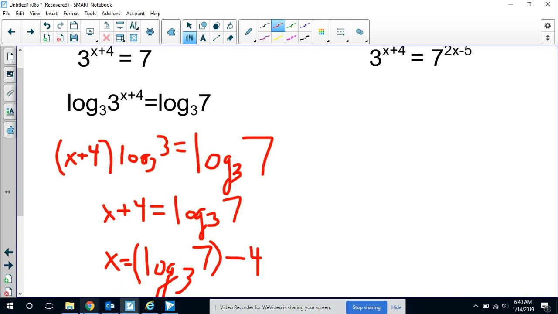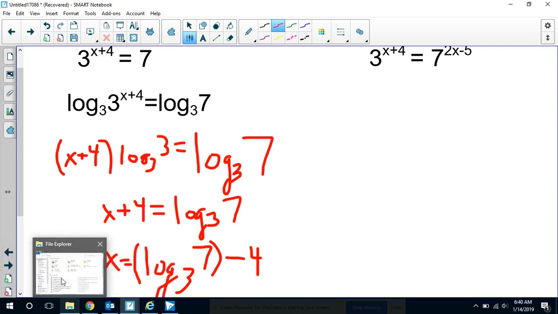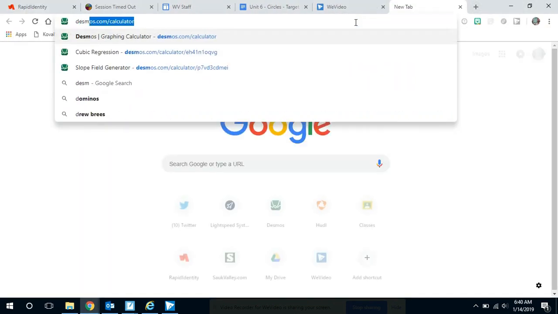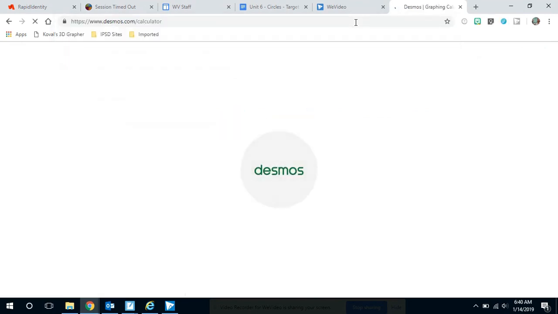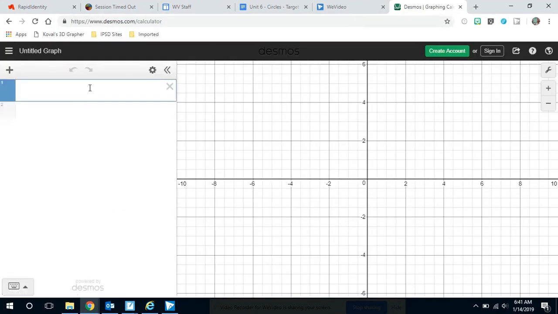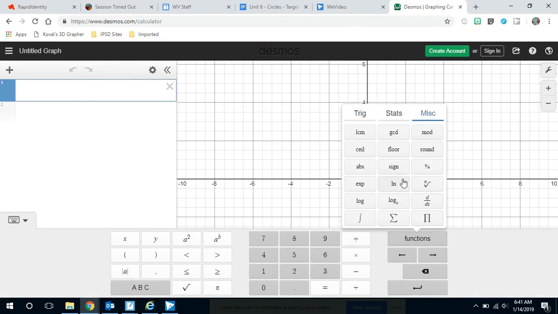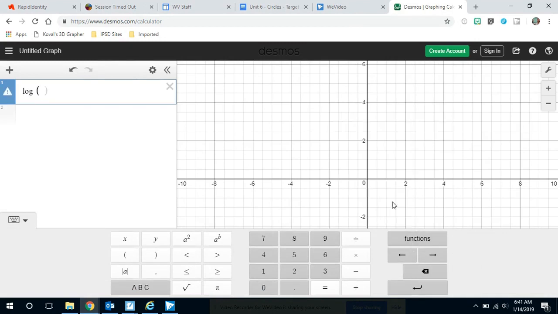You can get an approximate on the calculator. So log base 3 of 7 minus 4 is approximately negative 2.229. So that would be how you do that.